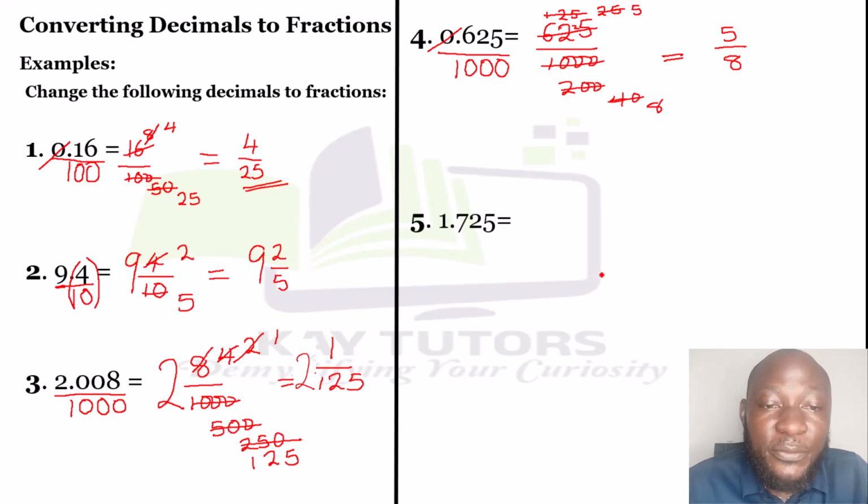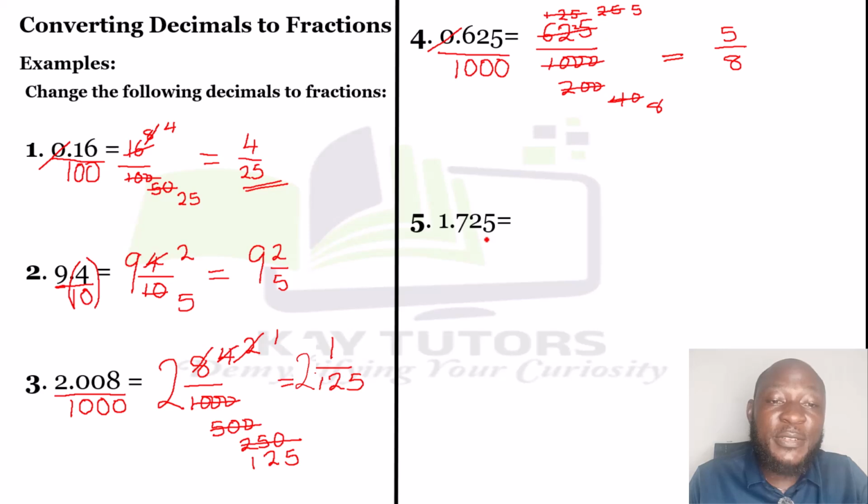Now number 5, 1.725. This is very simple. As usual, I expect you to solve this and drop your answer in the comment section.